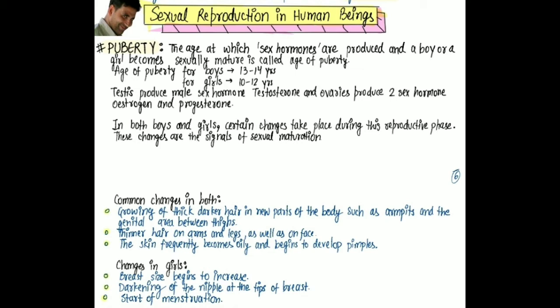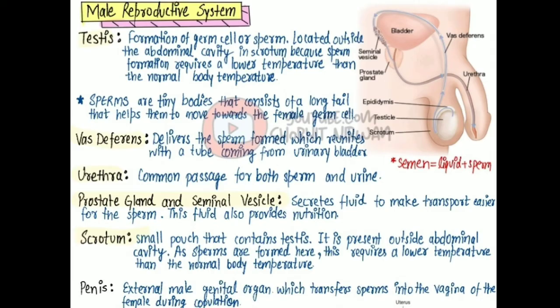In both boys and girls, certain changes take place during this reproductive phase. These changes are the signs of sexual maturing. Common changes in both: growing of thick dark hair in new parts of the body such as the armpits and the genital area between the thighs, and thinner hair on arms and legs as well as on the face. The skin frequently becomes oily and begins to develop pimples. Changes in girls: breast size begins to increase, darkening of the nipples at the tip of the breast, and starting of menstruation.